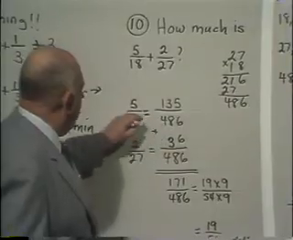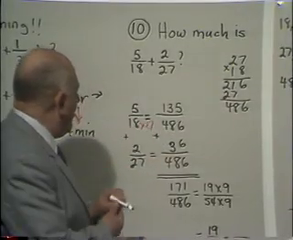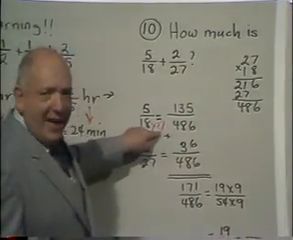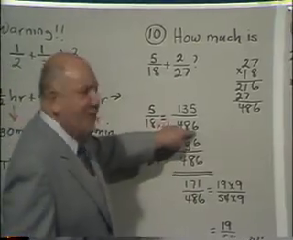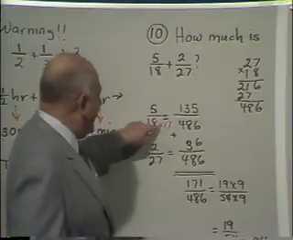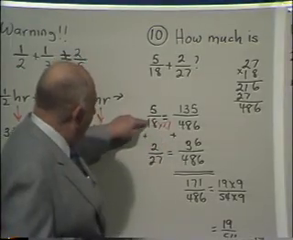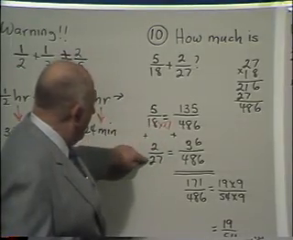18 goes into 486 27 times. By the way, you wonder how did I get that fast? The answer is, how did I get to 486? I multiplied the 18 by the 27. See, this denominator got multiplied by this denominator.